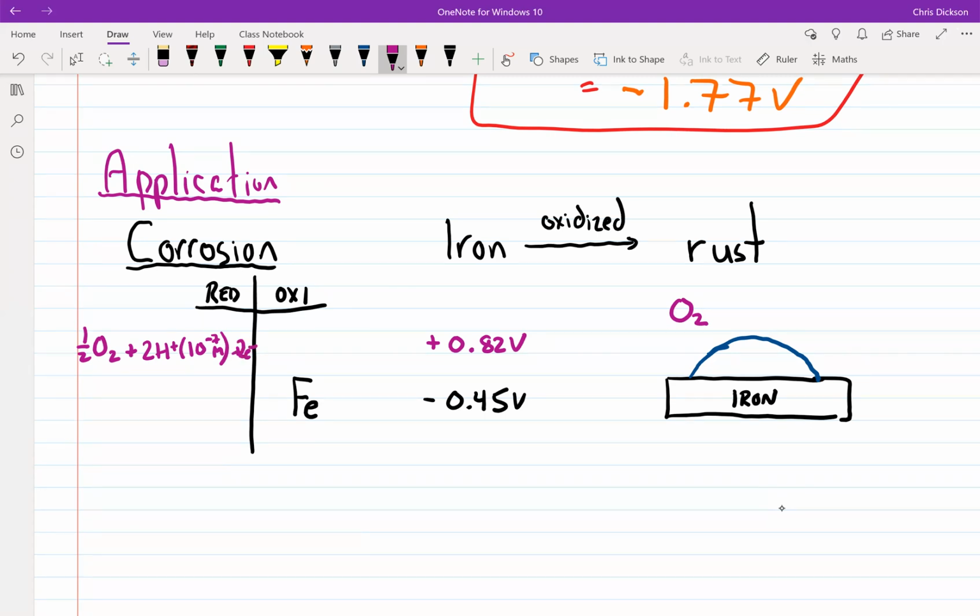Okay, but what I want you to pay attention to is you have oxygen. And now of course you can see that this oxygen is in the presence of H plus at 10 to the minus 7, so that would be under neutral conditions, so pH 7. And why that's important is you see the molarity there.